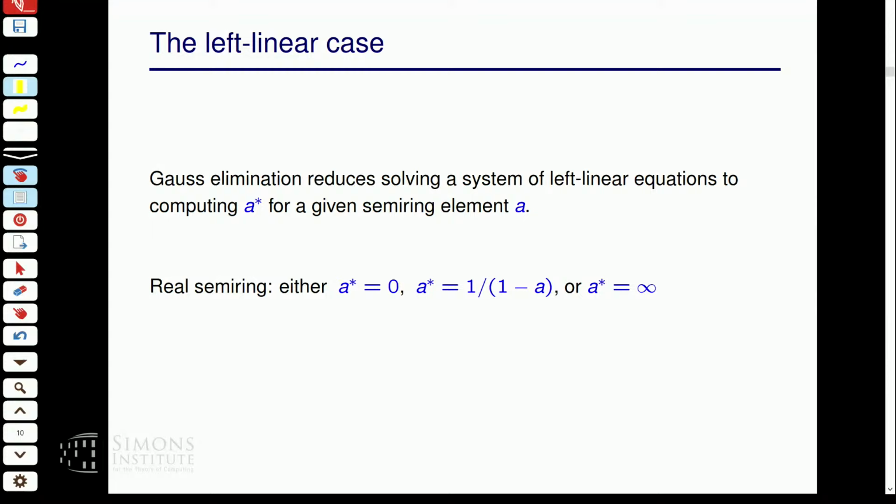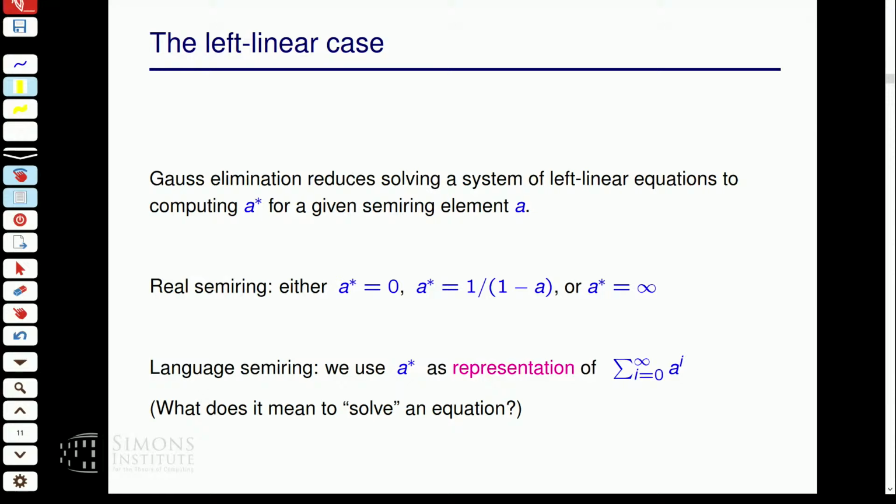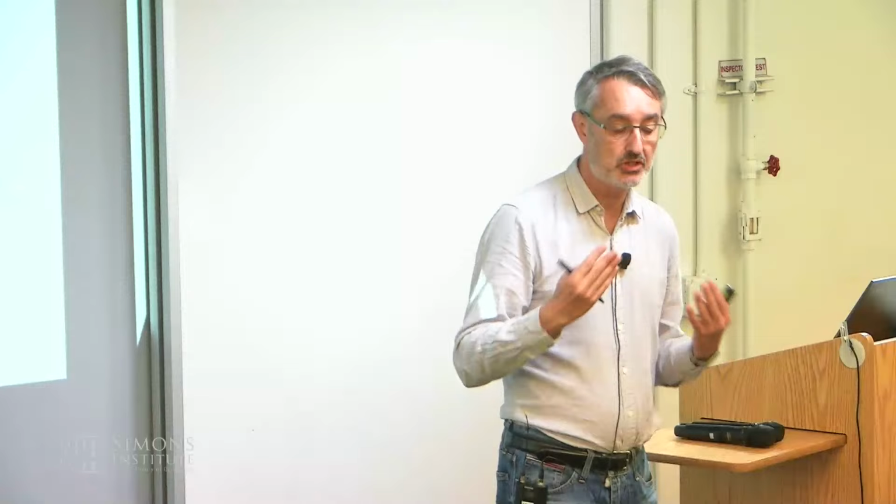But something that I like to mention is what happens in the language semiring. In the language semiring, we do not compute A star. We just take A star as the representation of the language, right? And the point is that it's good enough, because in the end, all you can do is compute some representation of the solution, which is good enough for your purposes.